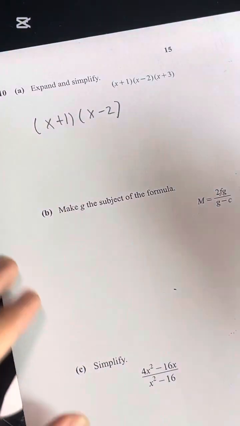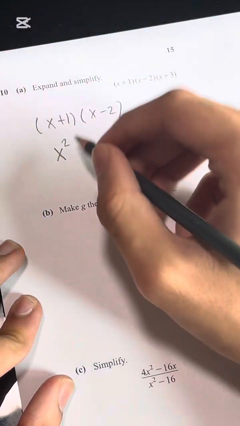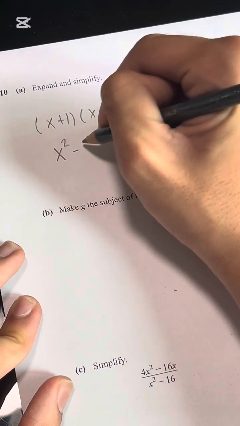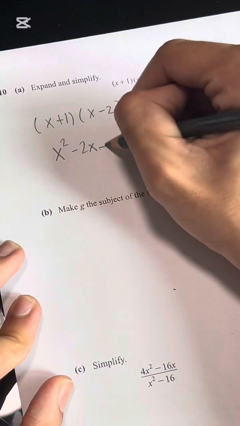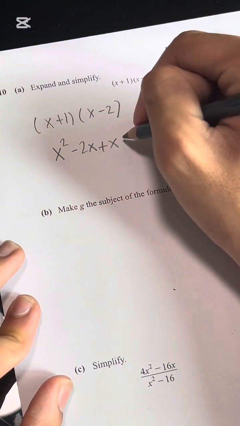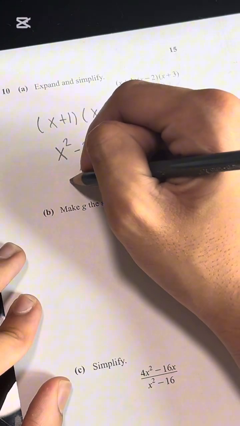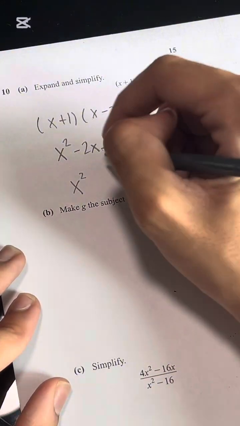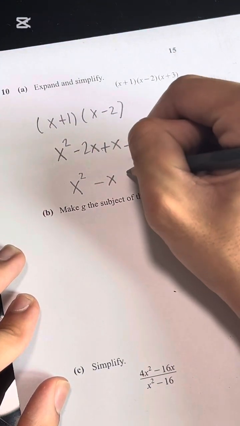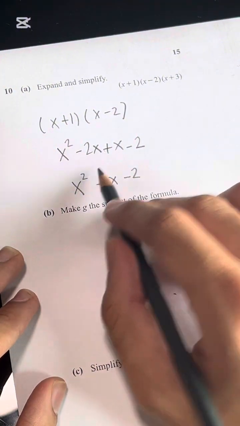And now we can expand this. So we have x times x equals x squared. And then x times minus 2, that's minus 2x. And then 1 times x, that's just x. And then 1 times minus 2, that's going to be minus 2. So now we can simplify this a bit. So we're going to have x squared. And then minus 2x plus x, we're going to have minus x. And then minus 2.